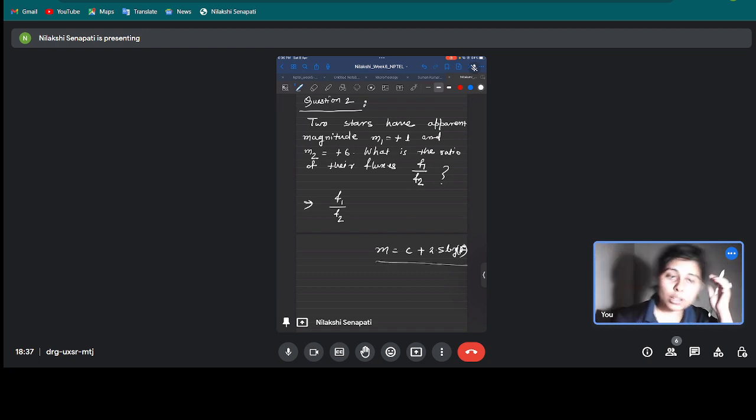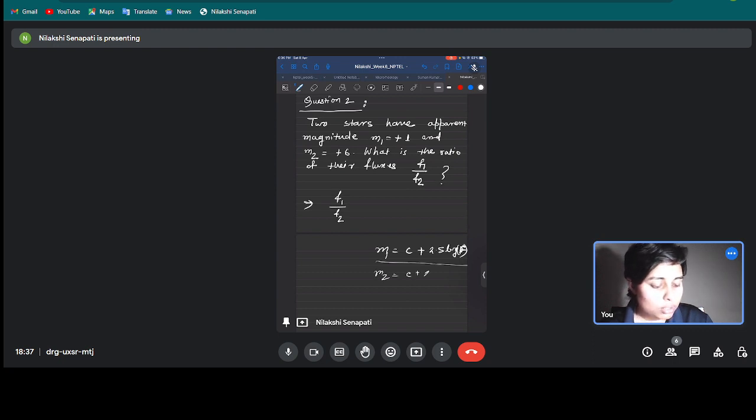Yes, ma'am. All right, so this was the formula. Now if I have two stars, m1 and m2, and the constant scaling factor is the same, I don't bother about it. So if I write it in terms of log base 10, we want to find f1 by f2. So it will be 10 to the power (m2 minus m1).